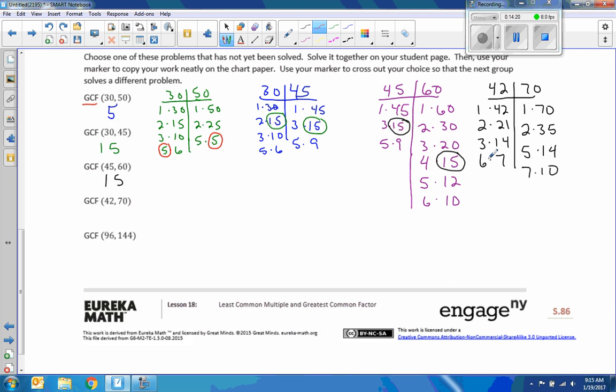So now we circle the greatest. 42, 35. 21, no. 14. Greatest common factor of 42 and 70 is 14.